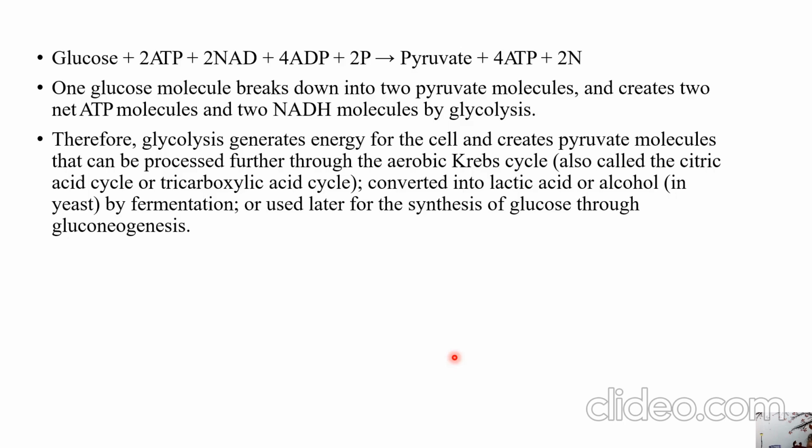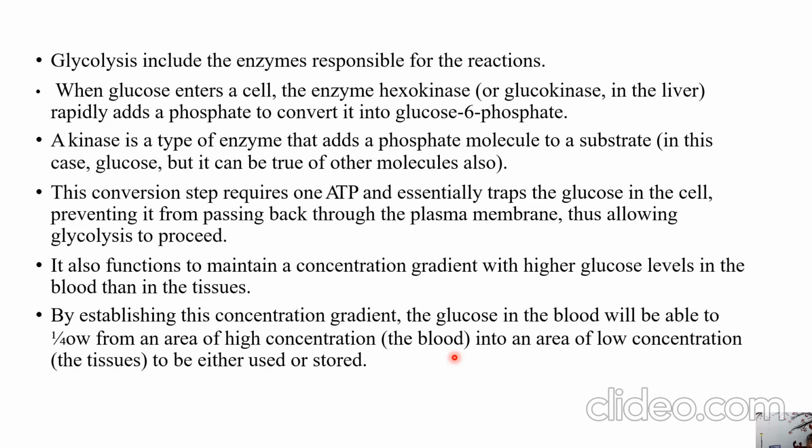It can be converted into lactic acid or alcohol in case of fermentation, or it can be used later for the synthesis of glucose through gluconeogenesis. So, as I was saying, glycolysis includes the enzymes responsible for the reactions. When glucose enters the cell, the enzyme hexokinase, or glucokinase in the liver, rapidly adds a phosphate to convert it to glucose 6-phosphate.